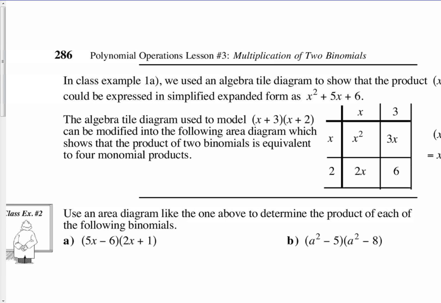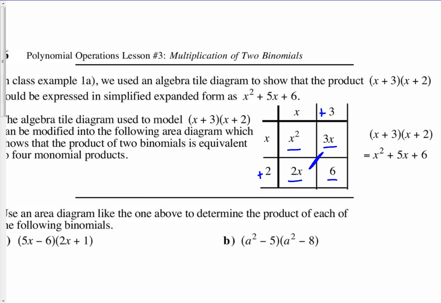So the last example, when we did x plus 3 and x plus 2, we can actually use a grid to multiply. X times x gives you the x squared. 3 times x gives you the 3x. X times 2 is 2x. And then 3 times 2 is 6. And our last step is we add, the diagonals is where usually the like terms are.